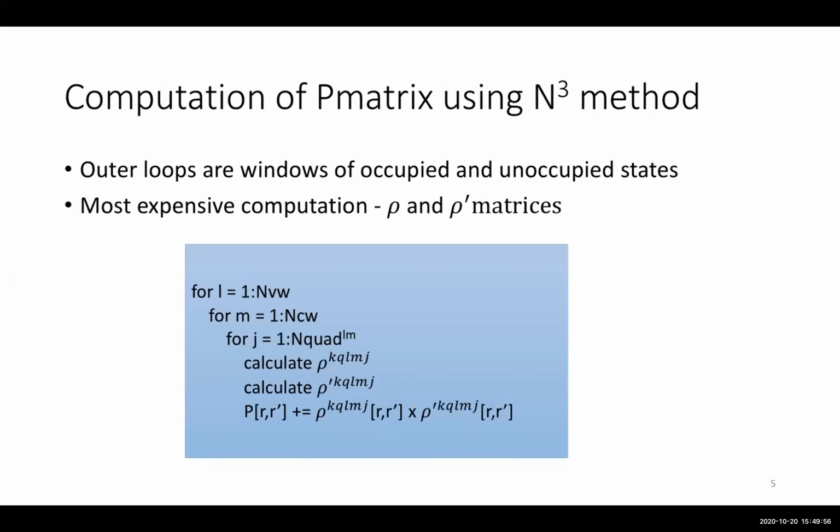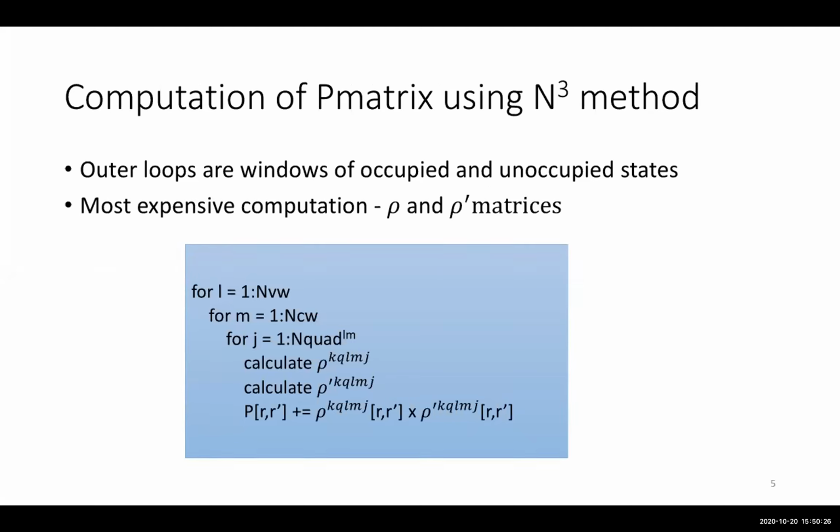The computation of the P matrix itself consists primarily of the rho and rhobar matrices when it comes to the N-cube methodology. It uses a windowing technique, as Kayahan mentioned, which are smaller portions of the computation. There are outer loops that you can see in the pseudocode here, which consist of windows of occupied and unoccupied states. The most computationally expensive part is the computation of the rho and rhobar matrices. The P matrix itself is formed by the element-wise multiply of the rho and rhobar matrices.